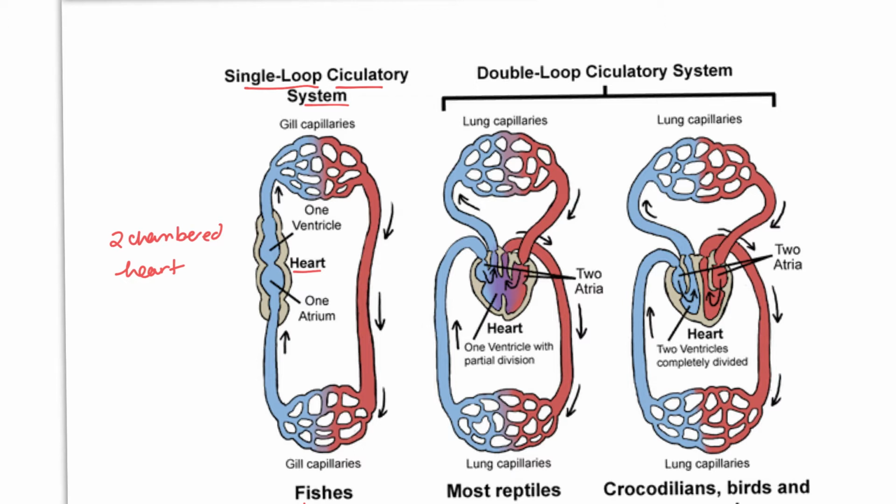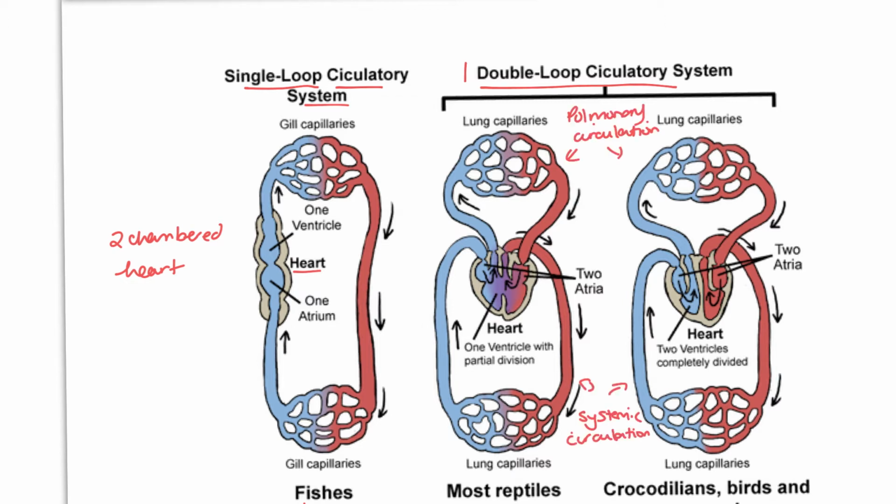So the double circulatory system is where blood travels in two directions. So it goes in two circuits, one through the lungs and back to the heart, which is called our pulmonary circulation, and the other through the rest of the body, the rest of its organs, including the brain, which is known as our systemic circulation.